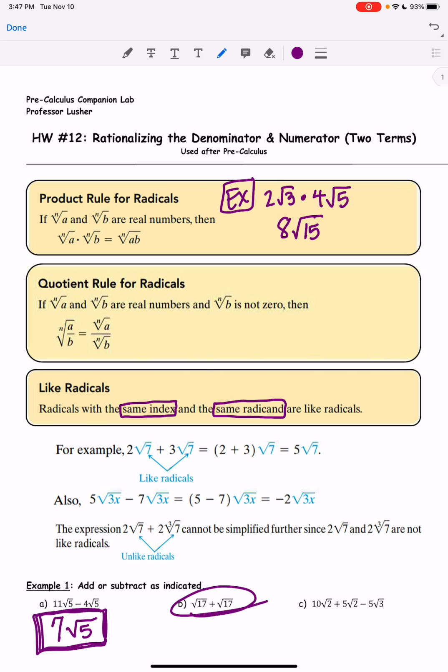A lot of times we kind of mess up on this one. We actually mess up the most on this one because we see square root 17 plus square root 17 and we get square root 34. This is the same thing as whenever you have x plus x. What does that become? That becomes 2x because there's a 1 in front of both of those x's, right? Same thing here. That's the same as 1 square root 17 plus 1 square root 17. 1 plus 1 gives me 2.